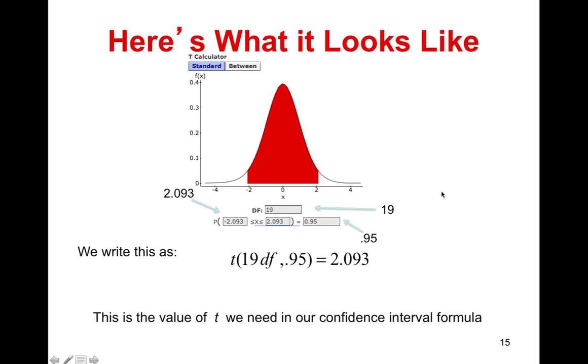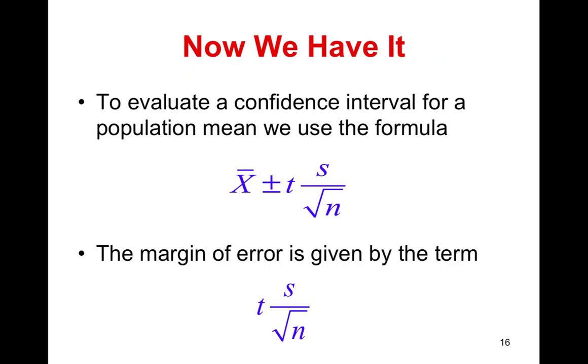This is what it looks like. We're going to click between. We want to chop off the middle 95% of the t distribution, so we'll enter 0.95 for the area. We want the t distribution with 19 degrees of freedom, and it reports back that the critical values are 2.093. So that's the value we need in the confidence interval formula.